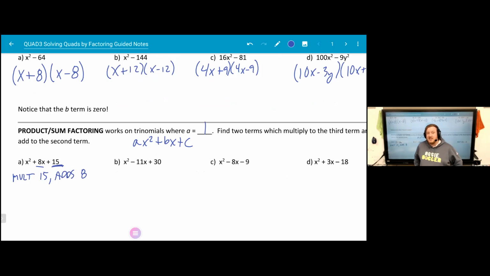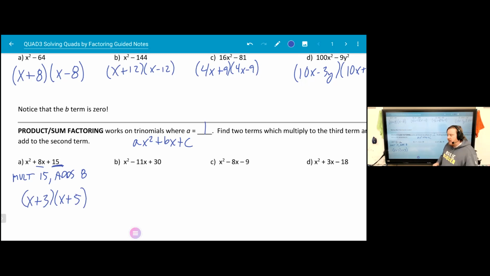So this is one of those cases where you're going to need to know your multiplication tables pretty well. And knowing my multiplication tables pretty well, I can go through it, right? 1 and 15, 2 doesn't go in, 3 and 5. Wait, 3 and 5? Well, 3 and 5 multiply to 15 and add to 8. That's what happens here. We end up with x plus 3 times x plus 5. And if you distribute that back through, it will end up being x squared plus 8x plus 15.